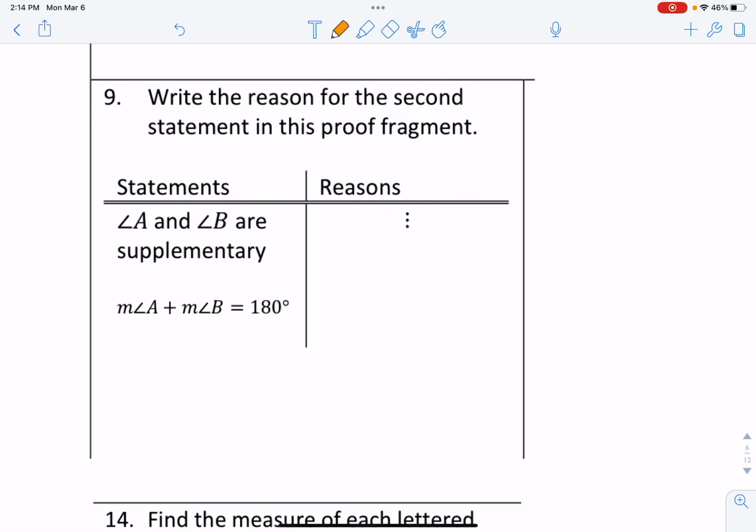Look at this one. There's some proof that you have to memorize. This one, angle A and angle B are supplementary. Then measure of angle A plus measure of angle B equals 180 degrees. That's what we call the definition of supplementary angles.